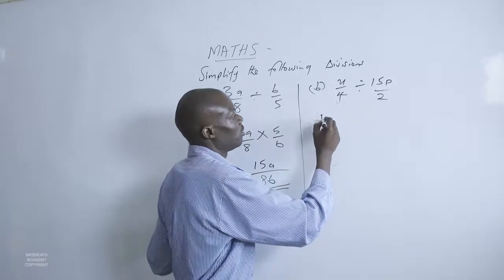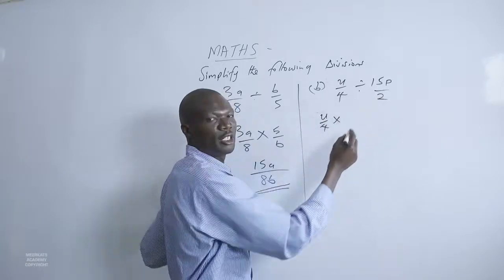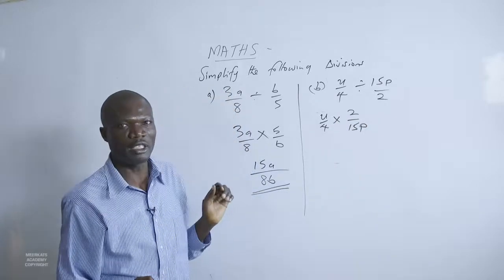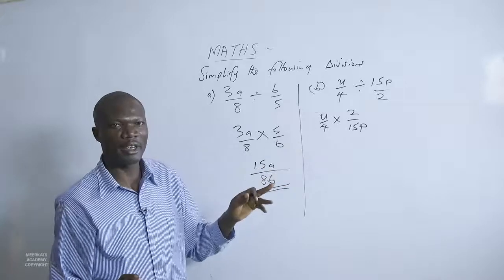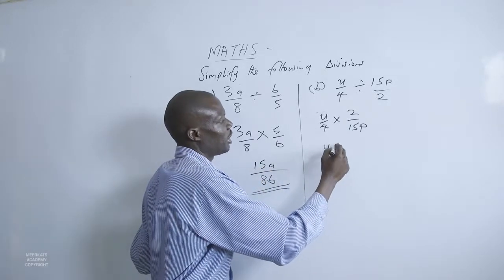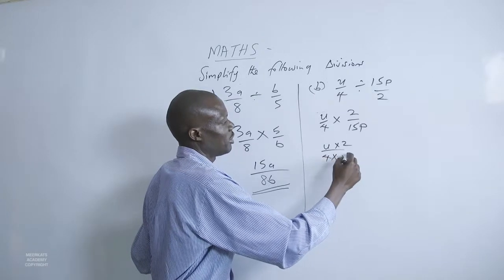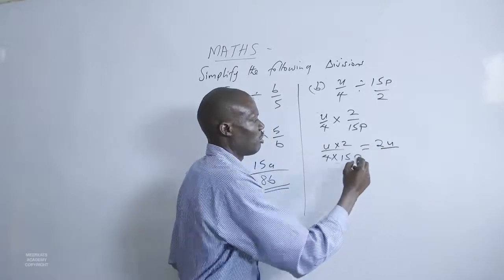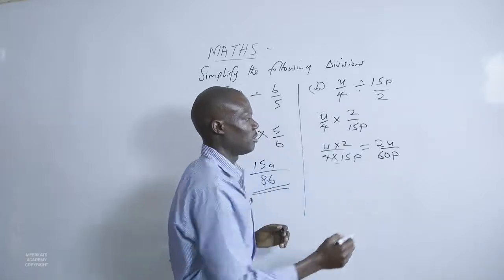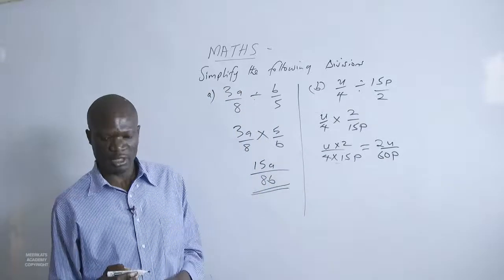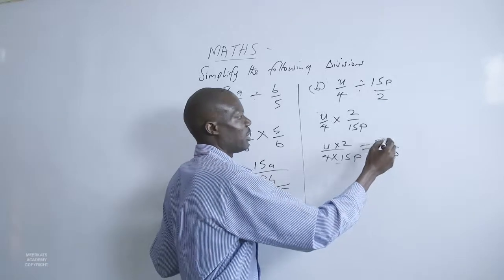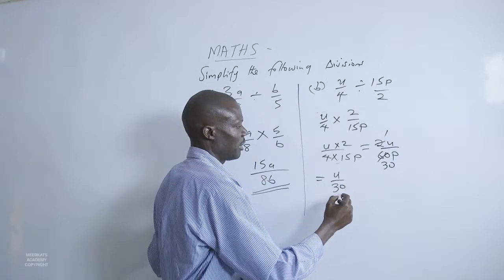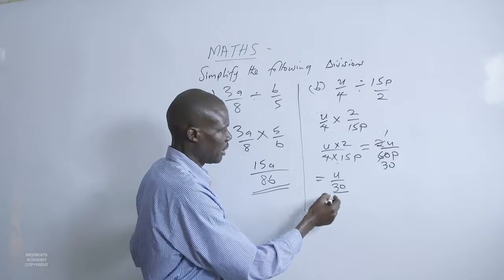For the second part, we have u over 4 divided by 15p over 2. So this one will be u over 4 multiplied by the reciprocal, and the reciprocal is 2 over 15p. If that forms the reciprocal, then we can go ahead and multiply. We have u times 2 over 4 times 15p. This one gives us 2u over 60p. 2 and 60 have common factors. You can simplify by 2: 1 by 2, 30. Then we find our answer is u over 30.